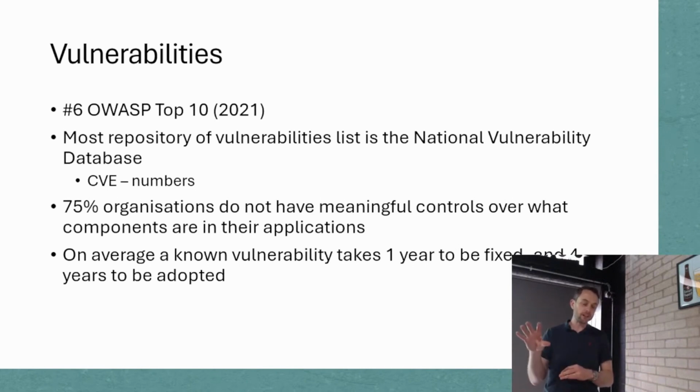On average, a known vulnerability takes a year to be fixed in an open source dependency. And worse than that, it takes 4 years for it to be widely adopted. So that vulnerability is just sat there. If it's in your website, it's sat there open to the world. So, what can you do about it?